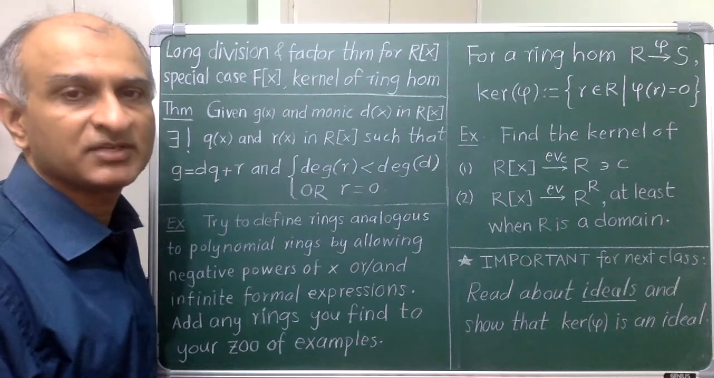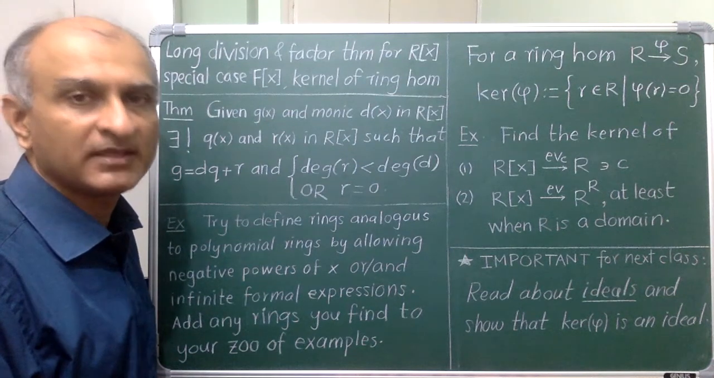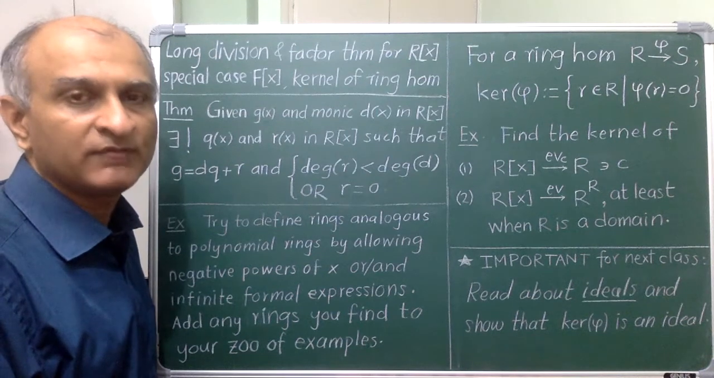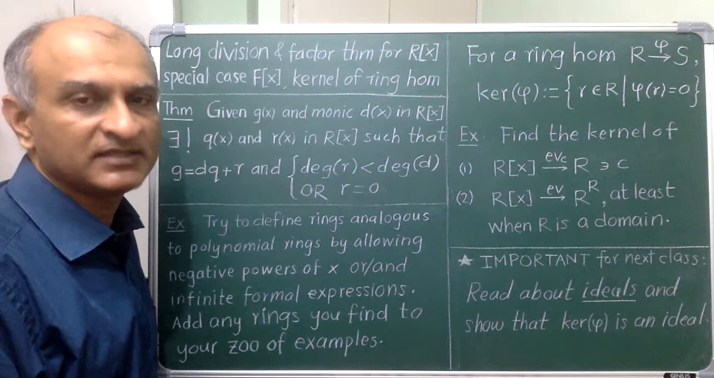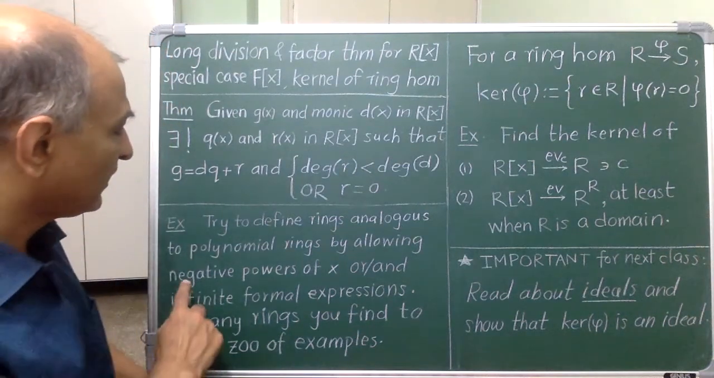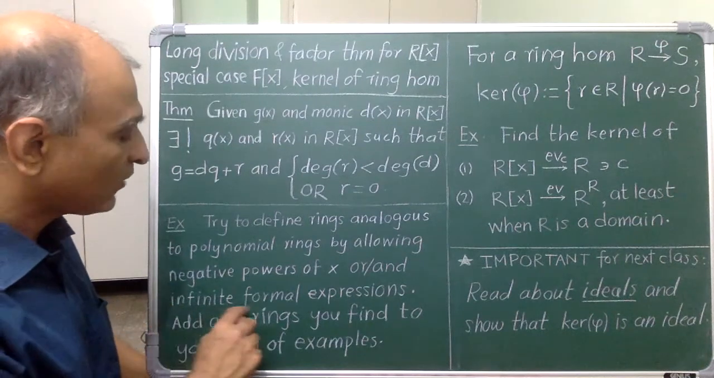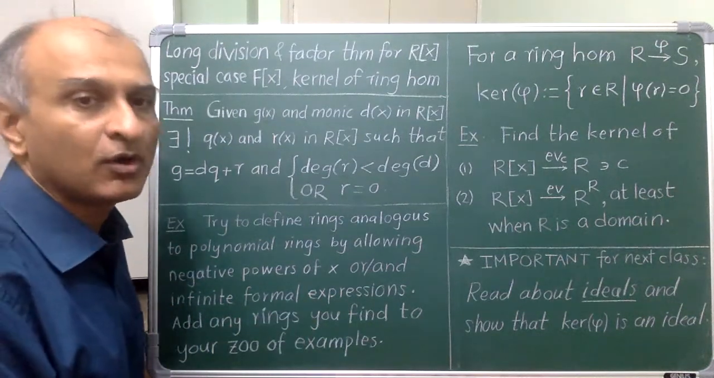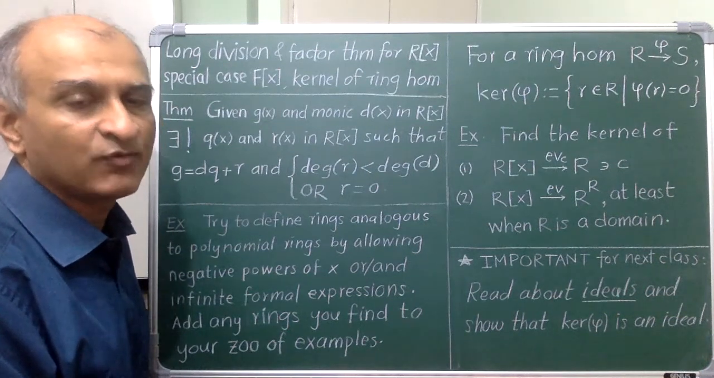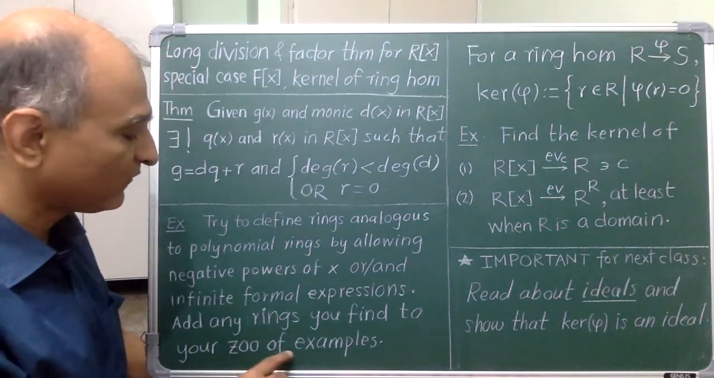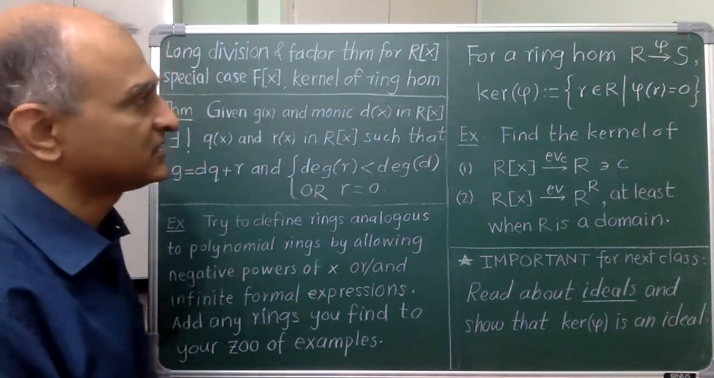Let's finish the lecture by looking ahead a little bit. We defined a polynomial as a finite formal sum involving non-negative powers of x. So let's see if we can modify this idea. We could try to allow negative powers of x also, or we could allow infinite formal sums, or both. See if you can get any new rings this way, and whatever you find, add it to your zoo of examples. The second task is much more important at this stage.